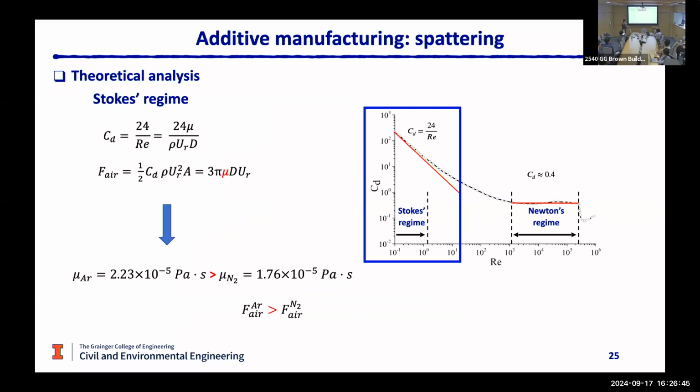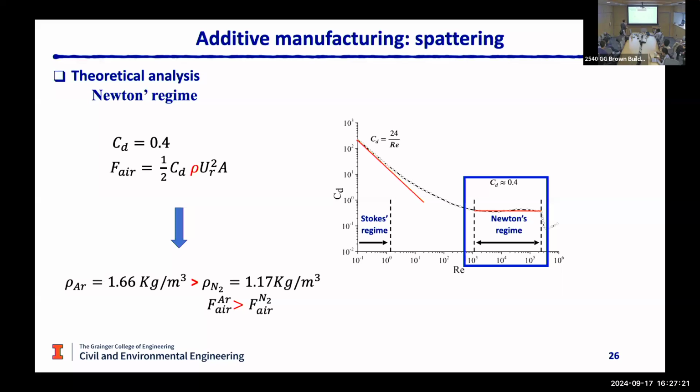So if you are in the low flow range or in the Stokes range, drag coefficient is inversely proportional to the Reynolds number. And if you plug this expression for drag coefficient into the aerodynamic drag formula, you see that for the same relative velocity magnitude and the same particle size, the aerodynamic drag is proportional to the viscosity of the gas. And if you open the periodic table, you will see the viscosity of argon is bigger than the viscosity of nitrogen.